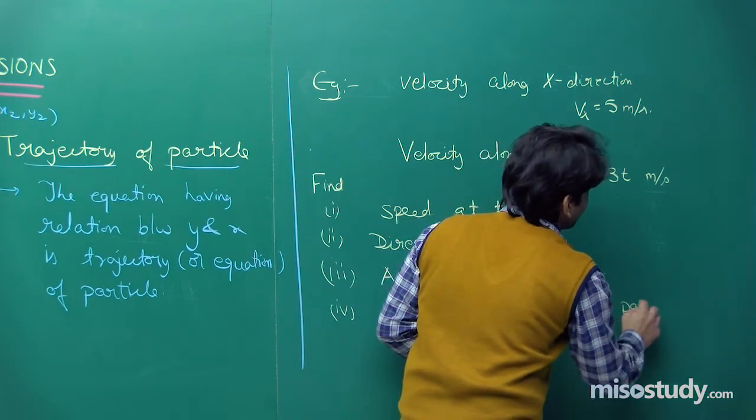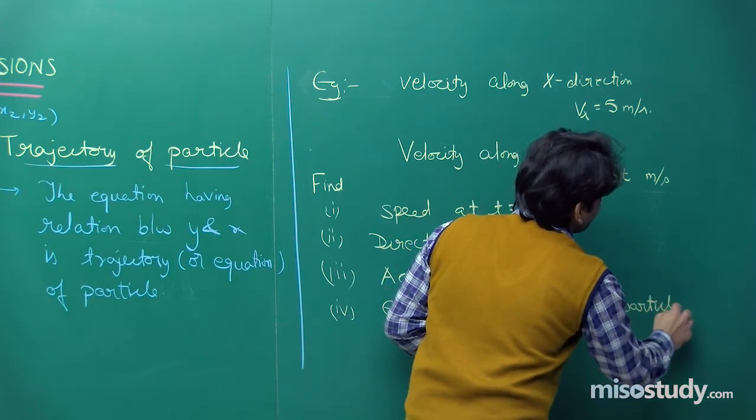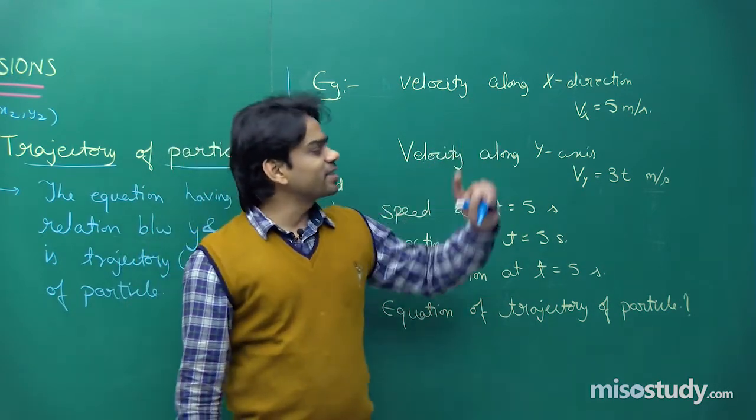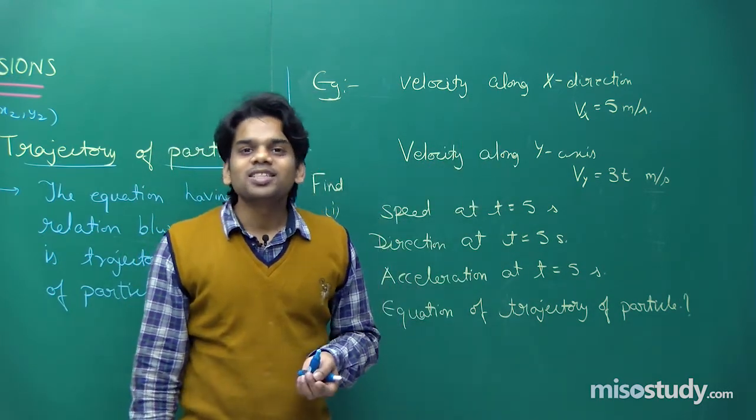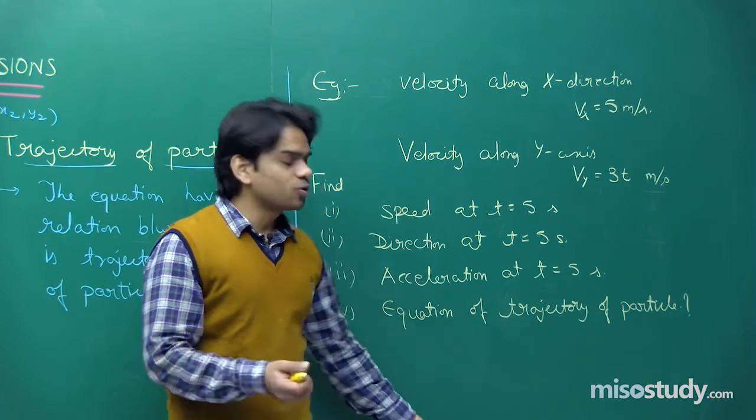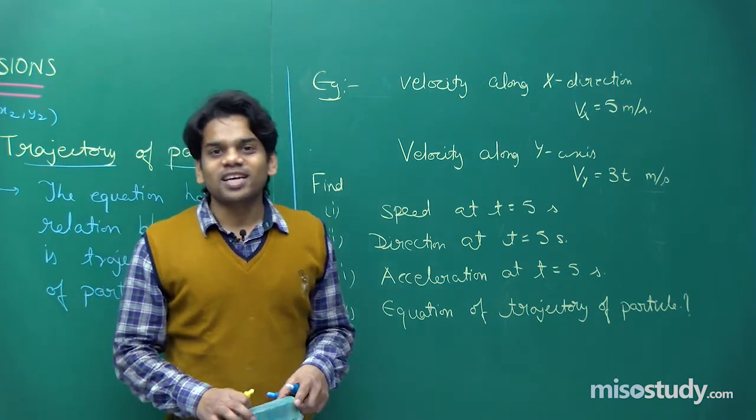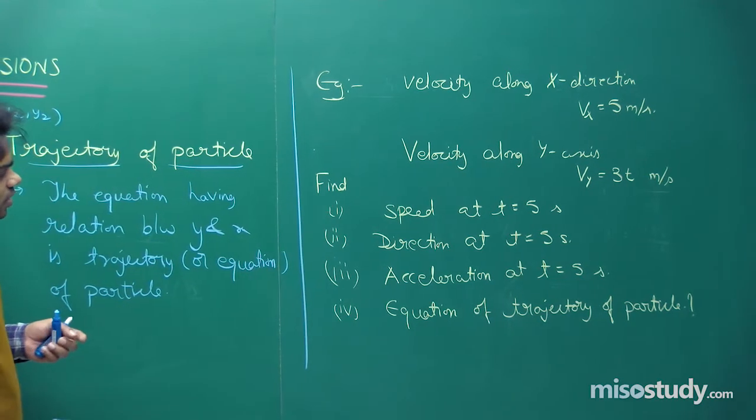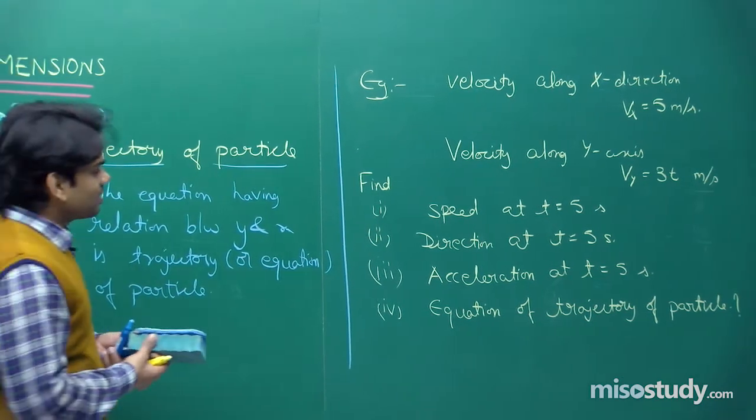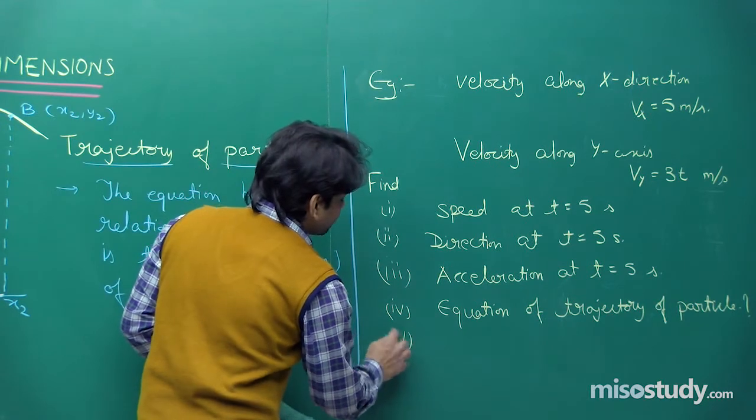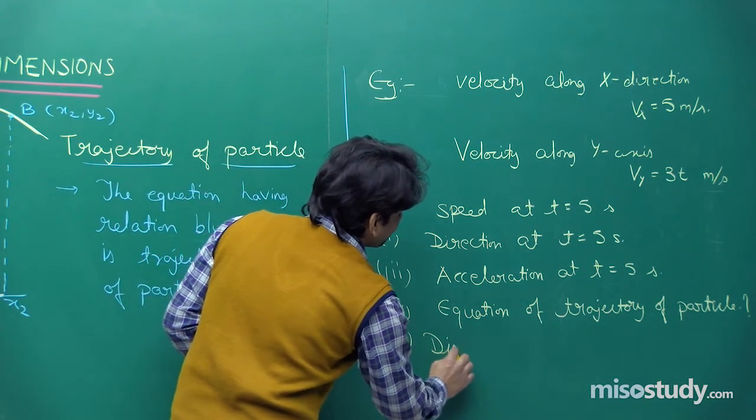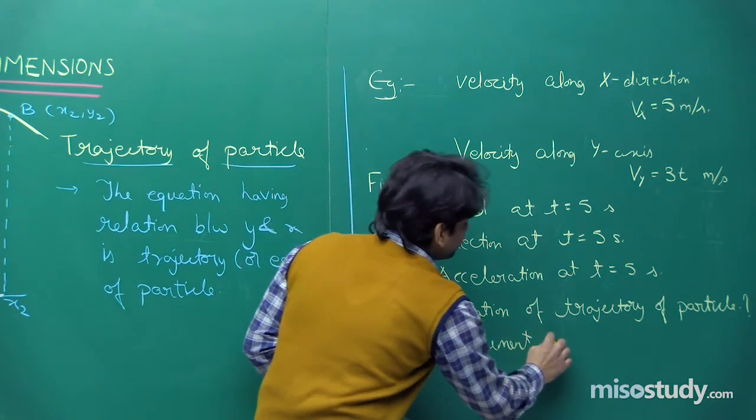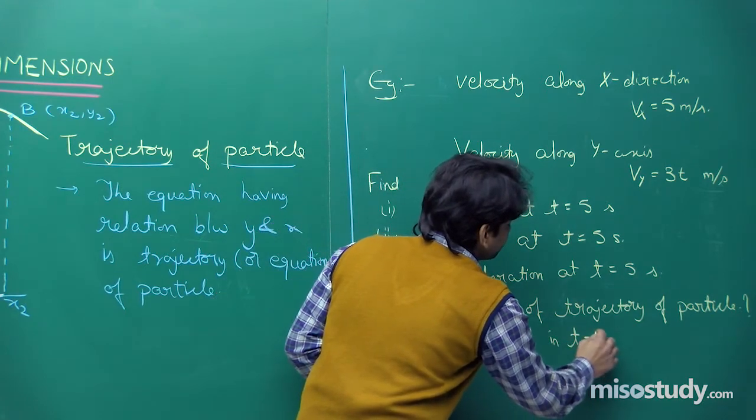How do we find out all these details? The only given things are Vx and Vy, and we have to find, at t equals 5 seconds, what is the speed, what is the direction, what is the acceleration, and we have to find the equation of trajectory of the particle. One more thing we can add: also find the displacement in t equals 5 seconds.